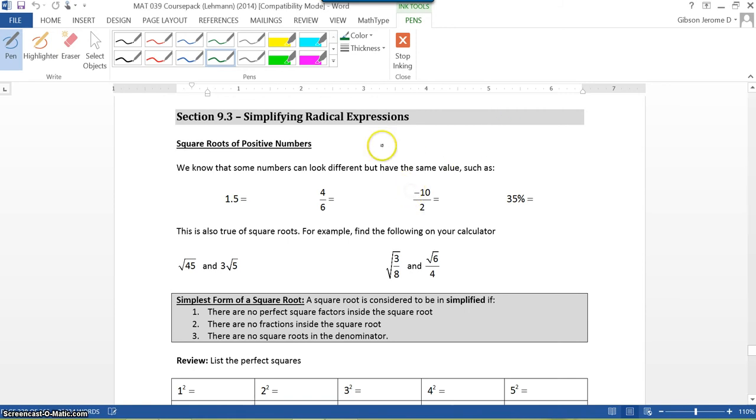Hello class, we're about to start section 9.3, simplifying radical expressions. Square roots of positive numbers.